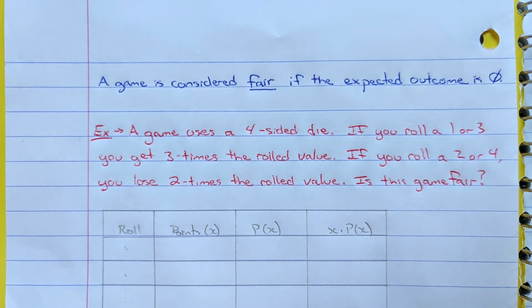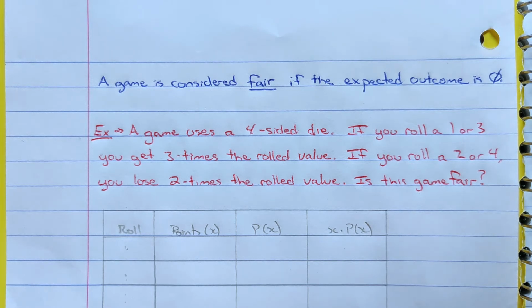The game uses a 4-sided die, so that means it only has the numbers 1, 2, 3, and 4 on it. If you roll a 1 or a 3, you get 3 times the rolled value. If you roll a 2 or a 4, you lose 2 times the rolled value. So is the game fair? We should expect that the outcome of this should be 0 to be a fair game, with equal chances of getting a positive finish and equal chances of losing and getting a negative finish.